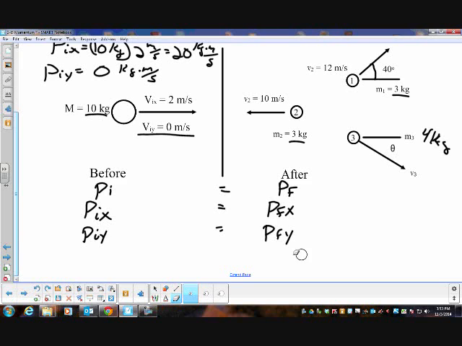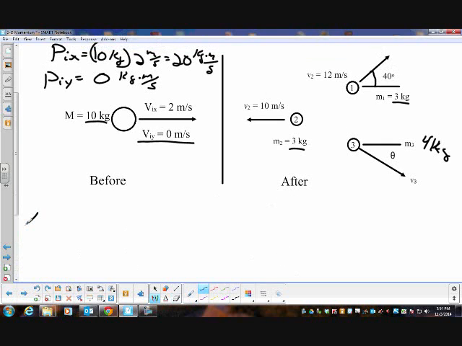So let me just erase this x momentum. And my before momentum is 20. I'm going to leave off the units. My after momentum is the momentum of object 1 in the x direction after the collision, plus the momentum of object 2 in the x direction after the collision, plus my momentum of object 3 in the x direction after the collision. Those two terms are equal to each other.